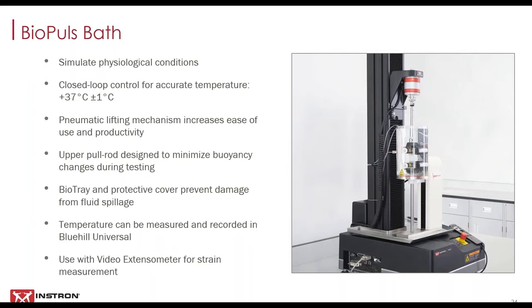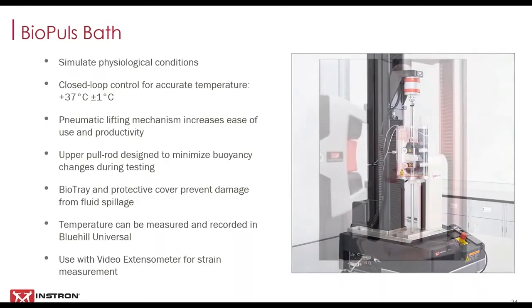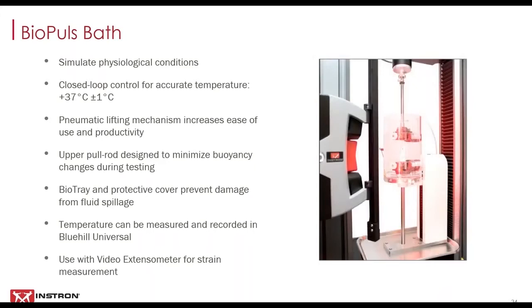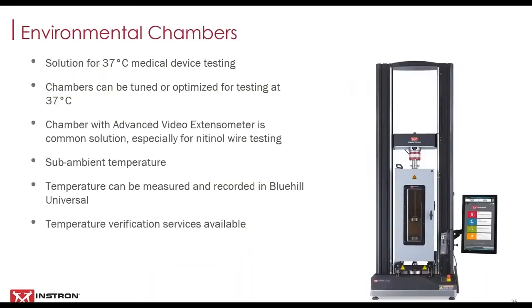Pneumatic grips apply a constant gripping pressure, so they will hold the specimen even if the specimen thickness changes throughout the test. The bath has a protective cover to prevent fluid from spilling. This cover, in conjunction with the bio tray, protects the system electronics from damage that could occur from accidental fluid spills or splashes. Temperature of the bath can be measured and recorded in Blue Hill Universal. The BioPulse bath is also compatible with Instron's video extensometers, providing a non-contacting solution for unparalleled accuracy in strain.